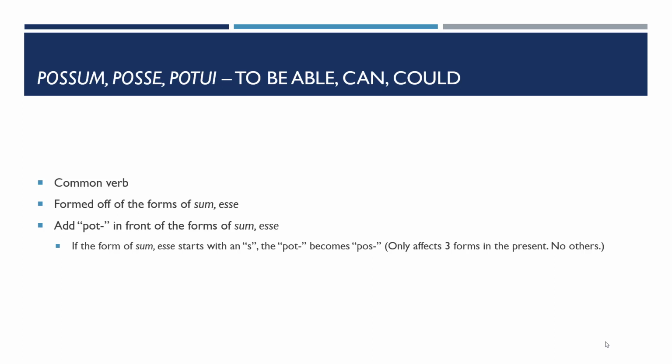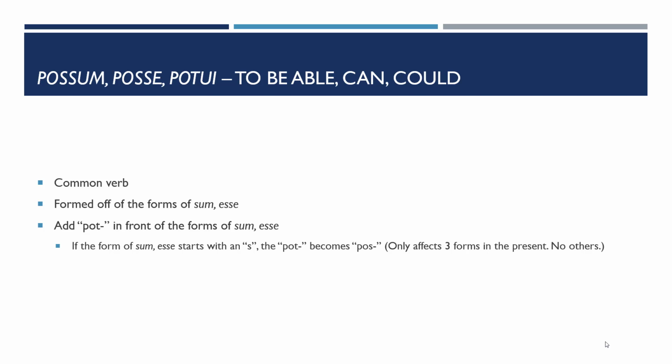Moving on. The verb possum, posse, potui. Again, you look, hey, there's no re in the infinitive. The second part looks kind of weird. This is a verb that means to be able to, or can, or could. Like I say, it's a very common verb. It's formed off of the forms of sum, esse. And all you do really is you add a pot in front of the forms of sum, esse.